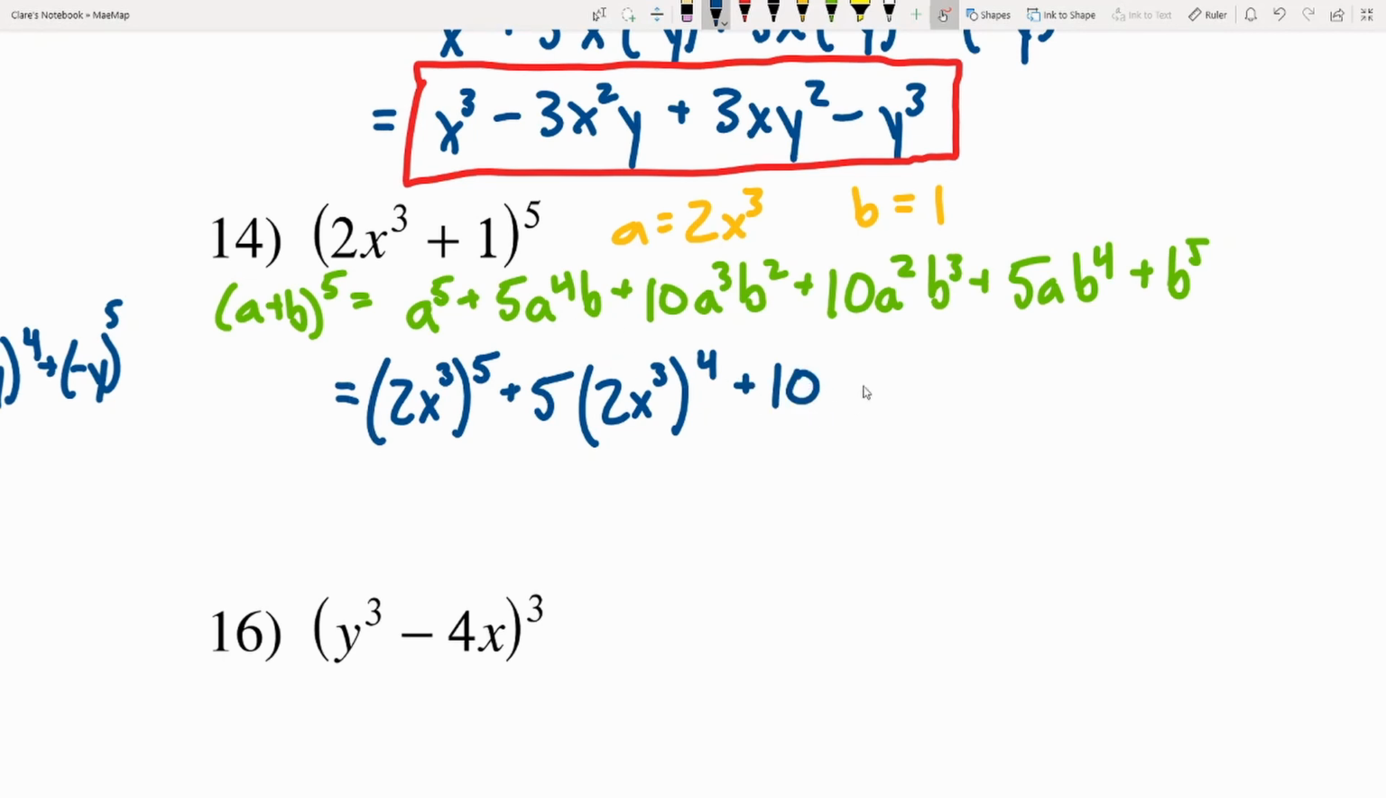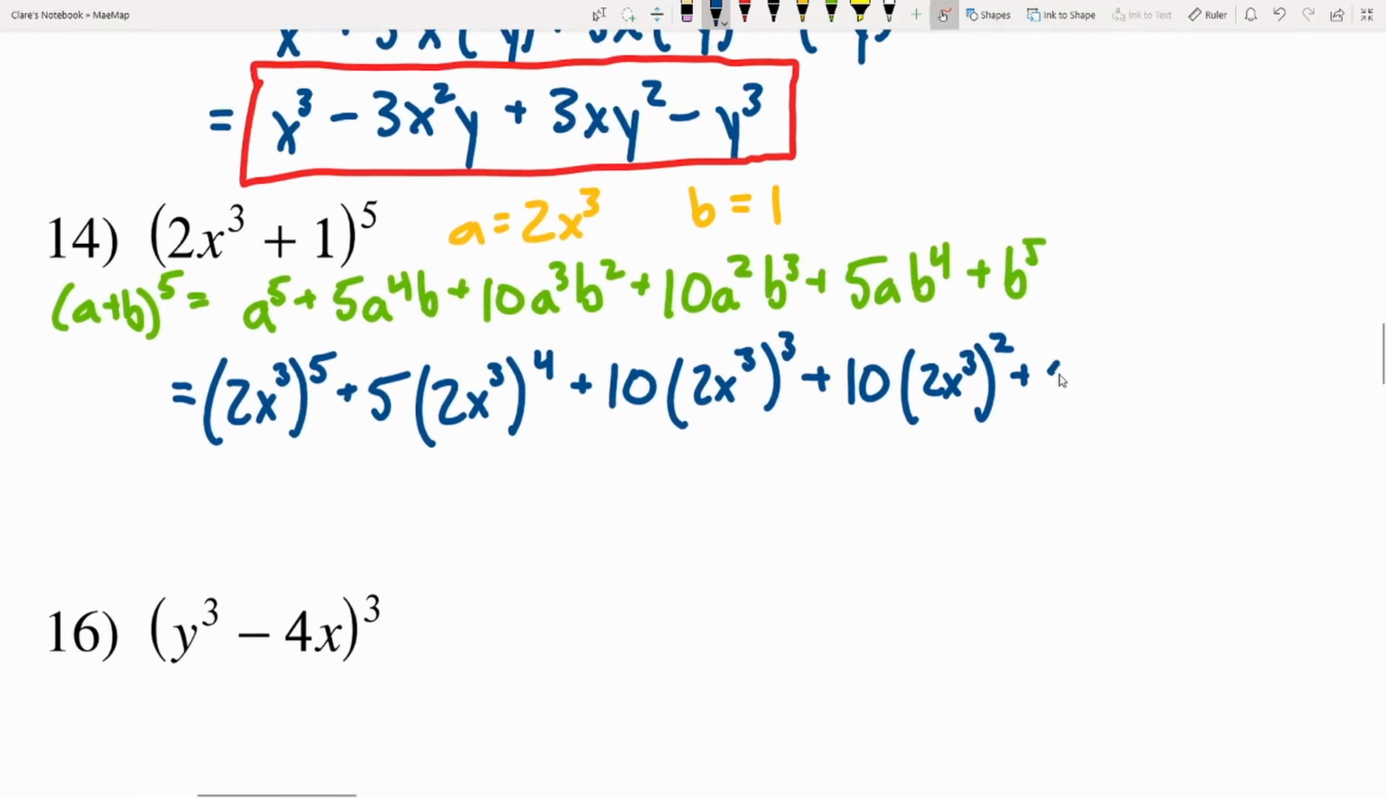Then I'm going to add that to 10 times my a value, which is 2x cubed, and b squared, 1 squared is 1, plus 10 times my a squared, 2x cubed squared, b cubed, 1 cubed is just 1. Then I'll add that to 5 times a, which is 2x cubed, times my b value, which again is just 1 to the 4th, which is 1, plus 1 to the 5th, adding that 1.